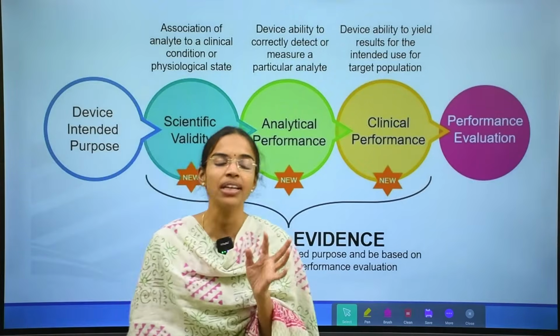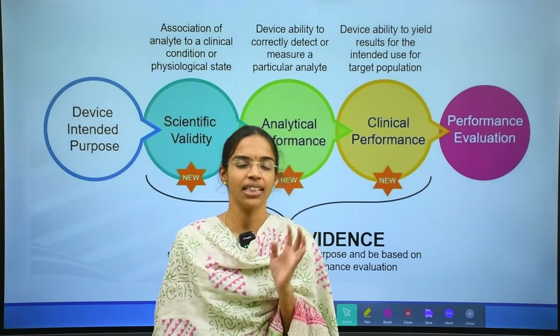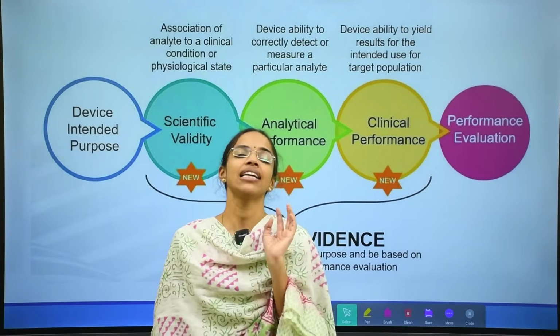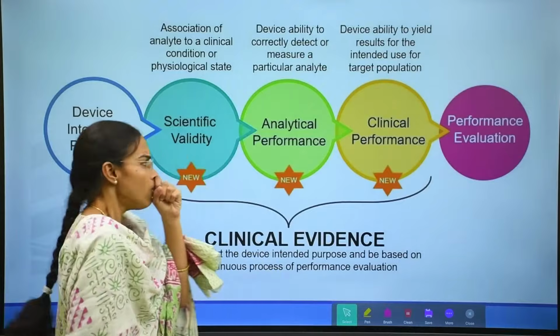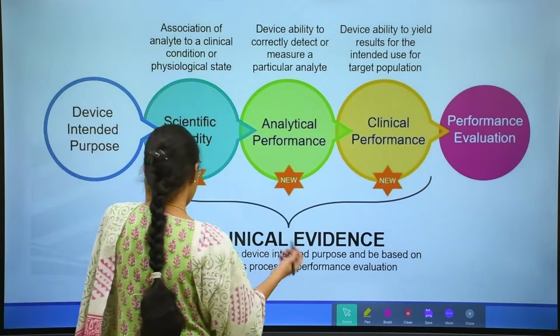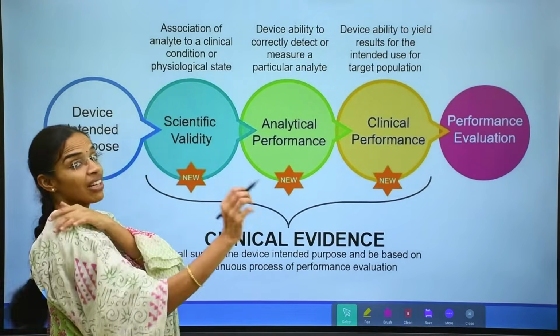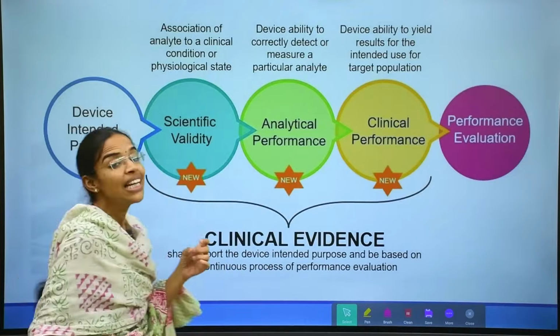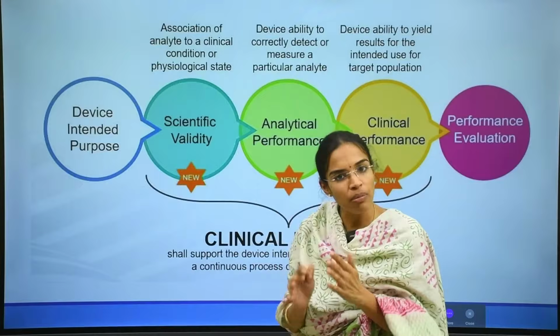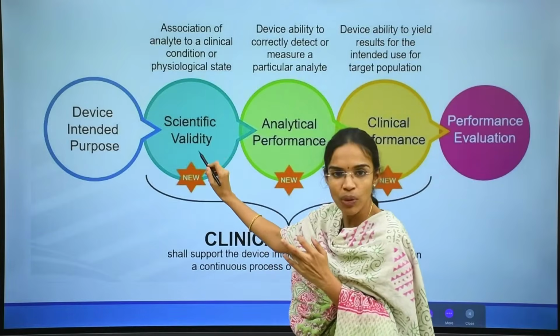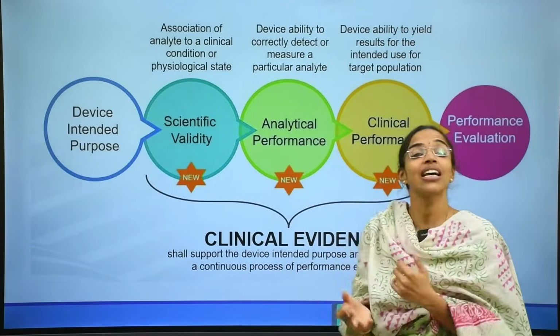Please remember that in MDR 2017, Rule 3K refers to clinical evidence. So what is clinical evidence actually? What all is covered in clinical evidence? That is nothing but the intended use or intended purpose of the device, its scientific validity and its analytical performance.